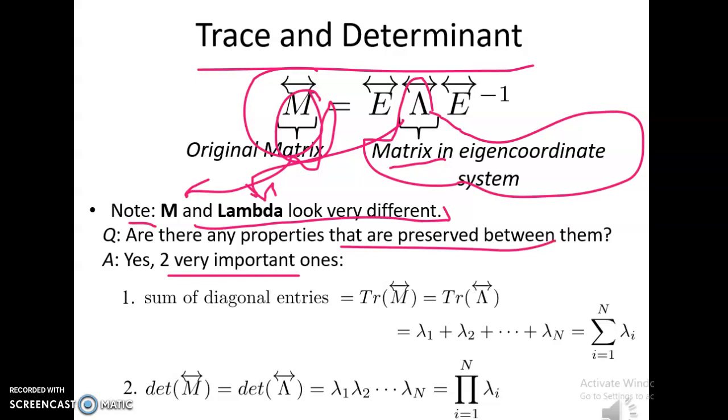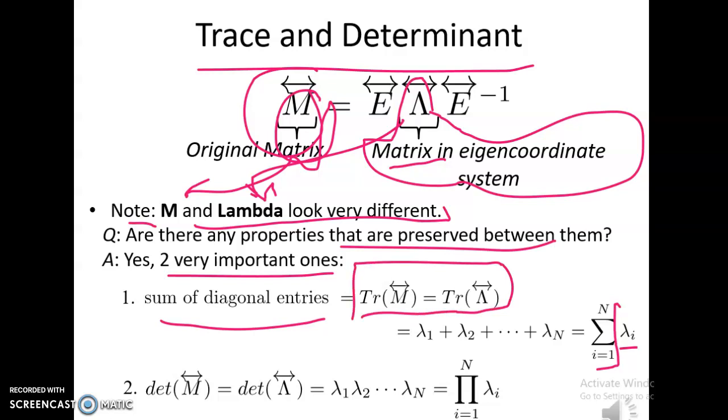Yes, two very important ones. First, the sum of diagonal entries: lambda 1, lambda 2 up to lambda n, the summation of i equals 1 to n of lambda i. The trace of M equals the trace of lambda. Second, the determinant of the matrix equals the determinant of lambda, which is the product of lambda 1 through lambda n.